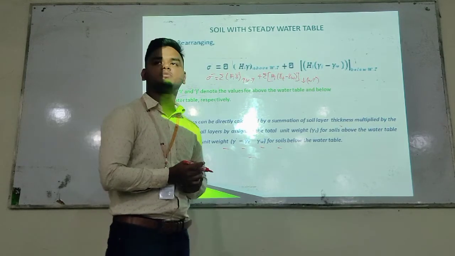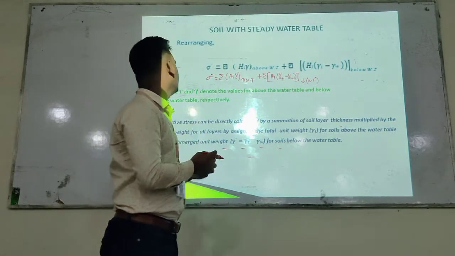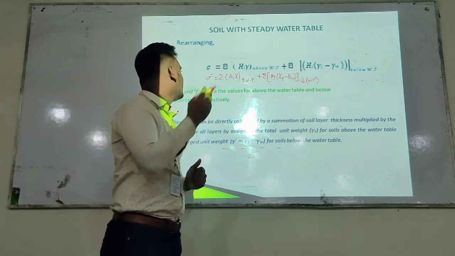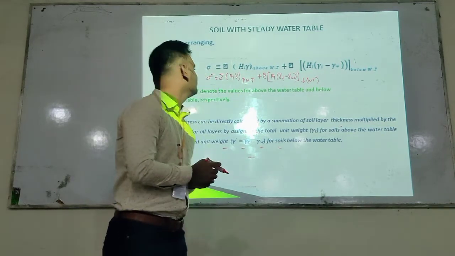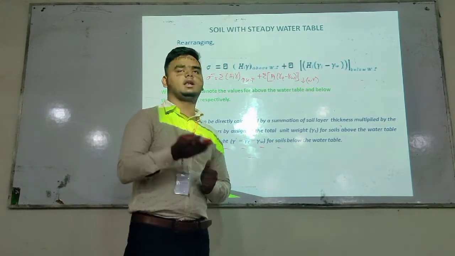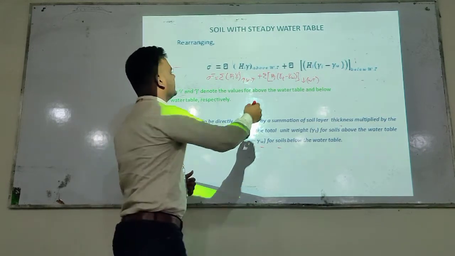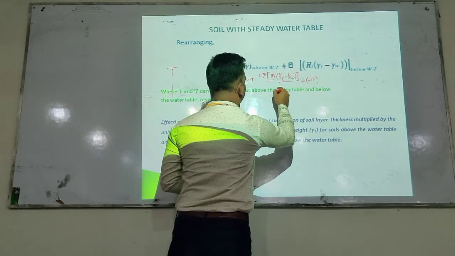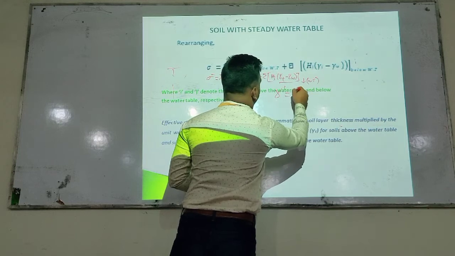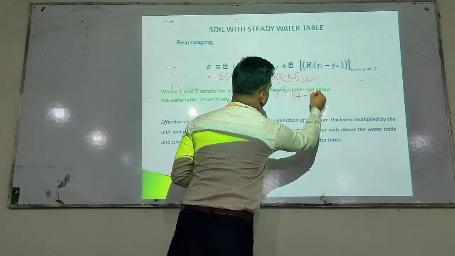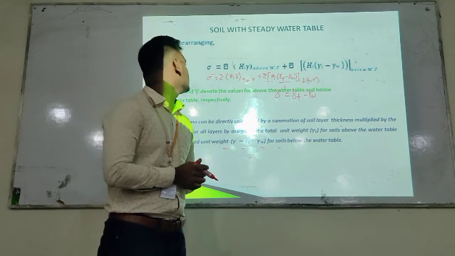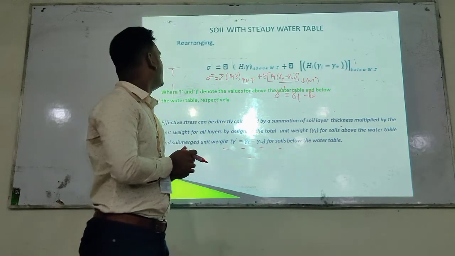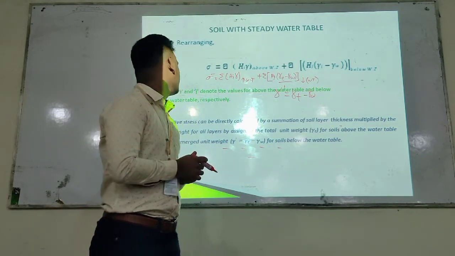Here the effective stress is equal to the summation of the product of height and unit weight, using the values under the water table, and here is the summation for the layers above the water table. Here we can see a term called submerged unit weight. Gamma prime, the submerged unit weight, is equal to total unit weight minus the unit weight of water. So using this equation we can calculate effective stress easily, and we can also use the previous equation as we prefer. Thank you. That's all.